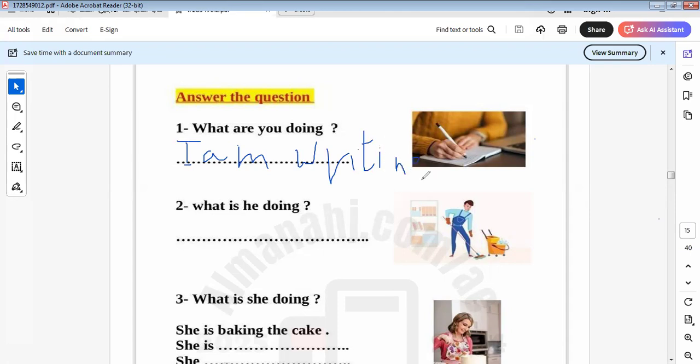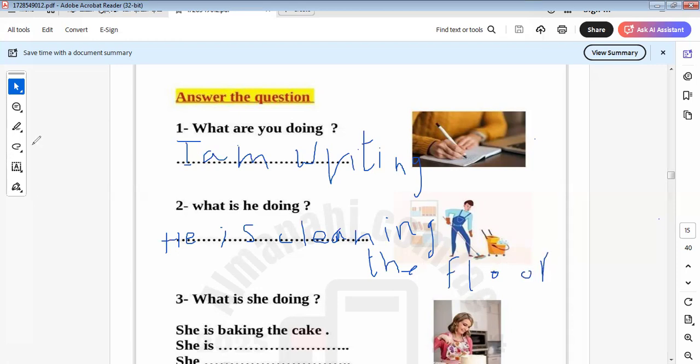When you say what is he doing, he's cleaning the floor. You say here he is cleaning the floor. She's cleaning the floor. He is cleaning the floor. Okay. I will leave the next two sentences for you to do by yourself.